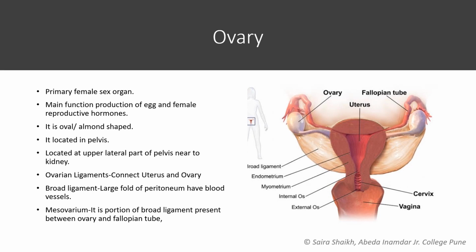The broad ligament is present in the form of the peritoneum membrane, which connects the ovary with the body wall and helps to hold the ovary in position. In the peritoneum, a blood vessel network is present. The part of the peritoneum present between the ovary and the fallopian tube is called the mesovarium.